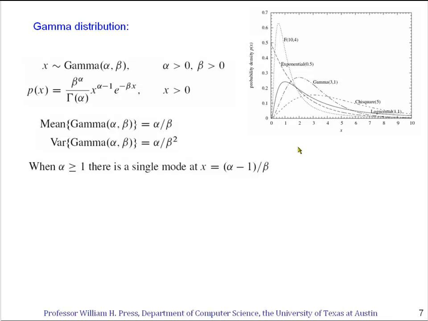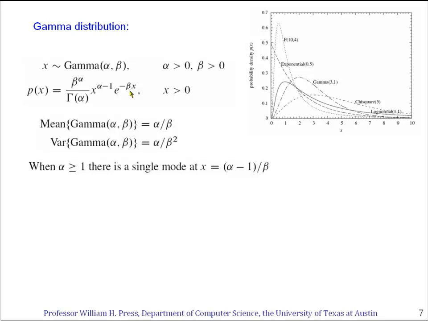The gamma distribution is a very important distribution. It's defined for positive values of alpha and beta. But the way to think about it to get an idea of what it is, imagine that alpha is greater than 1. The probability distribution is a power of x to the alpha minus 1 times an exponential that decays with a rate determined by beta.